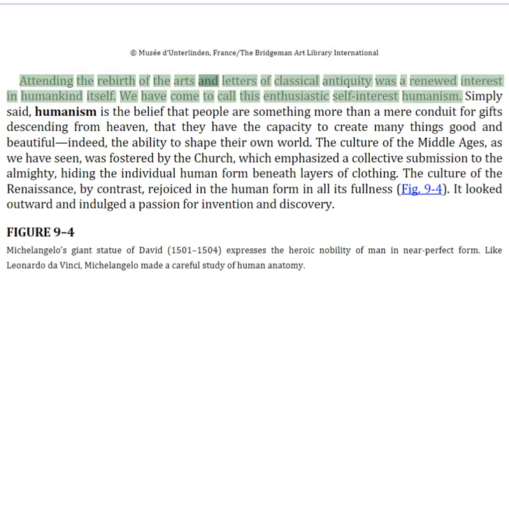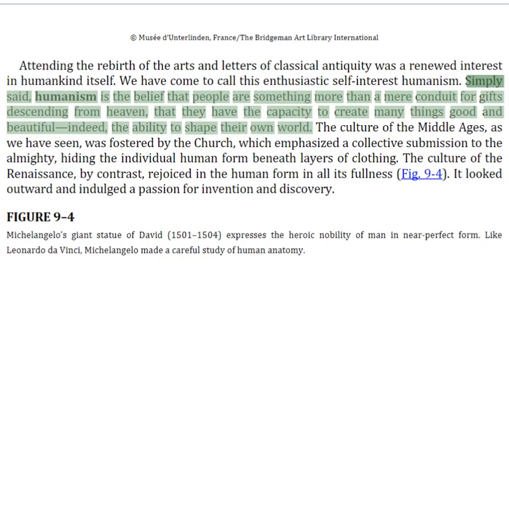Attending the rebirth of the arts and letters of classical antiquity was a renewed interest in humankind itself. We have come to call this enthusiastic self-interest humanism. Simply said, humanism is the belief that people are something more than a mere conduit for gifts descending from heaven, that they have the capacity to create many things good and beautiful, indeed, the ability to shape their own world.